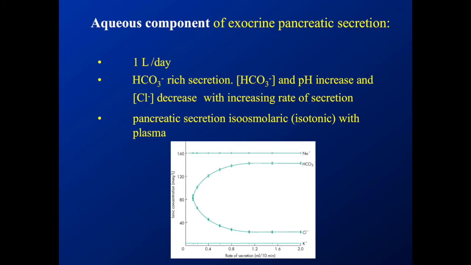And the rate of secretion of this aqueous component will alter its composition. Generally it's isotonic with the blood, but as secretion increases, you get an increase of bicarb secreted and less chloride. And so at maximum rates of secretion, it's essentially sodium bicarbonate, which is a very alkaline solution, very adept at neutralizing the acidic contents that have just been delivered into the duodenum.